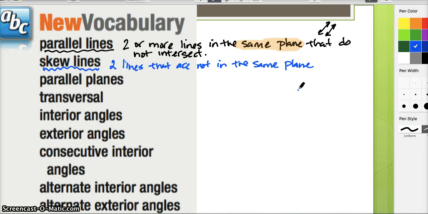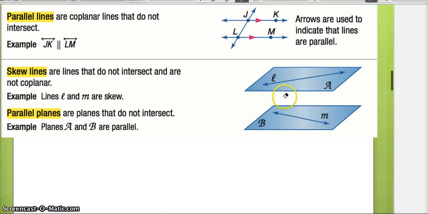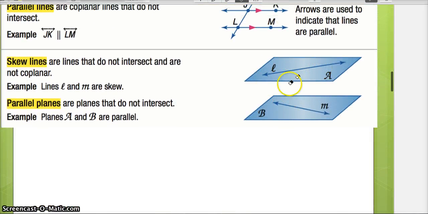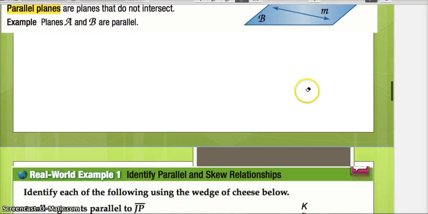So if you've got two lines that intersect, there is a plane, namely the plane that I've drawn this on, that these two lines intersect in. And anytime you have two lines that intersect, they have to share a plane. They have to be in the same plane. So skew lines are lines that are not in the same plane at all. And I think I have a little image here that might be helpful. So here, this would be an example of skew lines, and this picture is taken directly from your textbook.